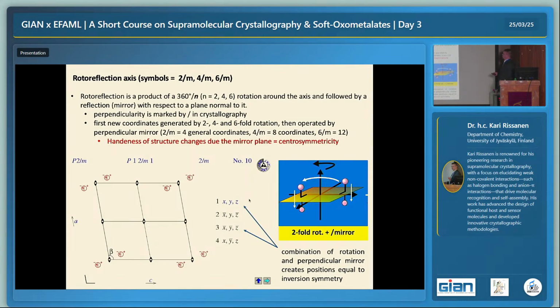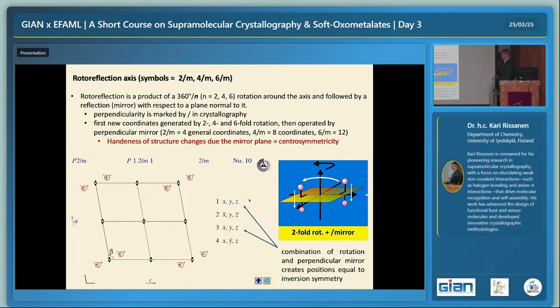And the product is here. You can see rotation, the axis, followed by reflection, a mirror with respect to the plane normal to it. That's the idea. And then perpendicularity is marked with a slash. So the slash means that now it's a combination of two symmetry elements which has a particular orientation towards each other. And we have to agree on what it is so that we don't lose the reference point. And the point is first coordinates created by the rotation, and then the mirror comes in there.